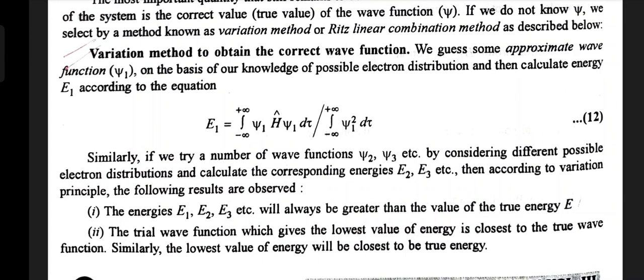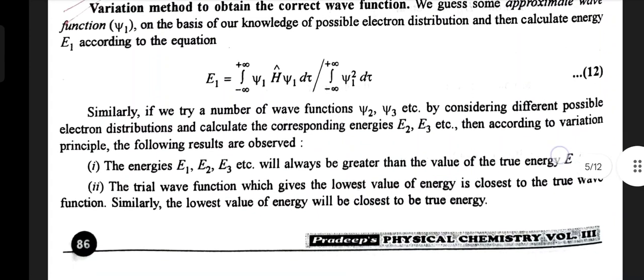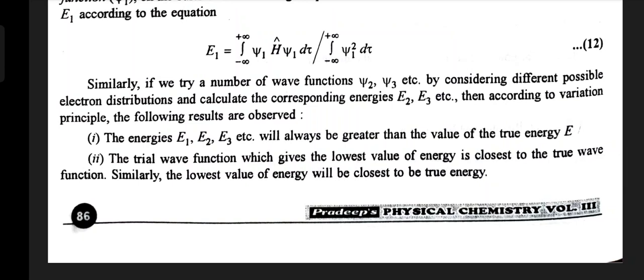Then, according to the variation principle, the following results are observed. The energies E1, E2, E3, etc. will always be greater than the value of the true energy E. The trial wave function which gives the lowest value of energy is closest to the true wave function. Similarly, the lowest value of energy will be closest to the true energy.